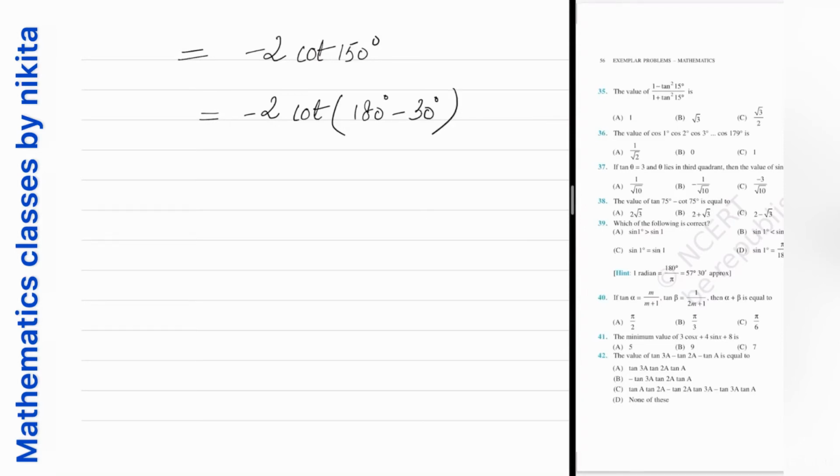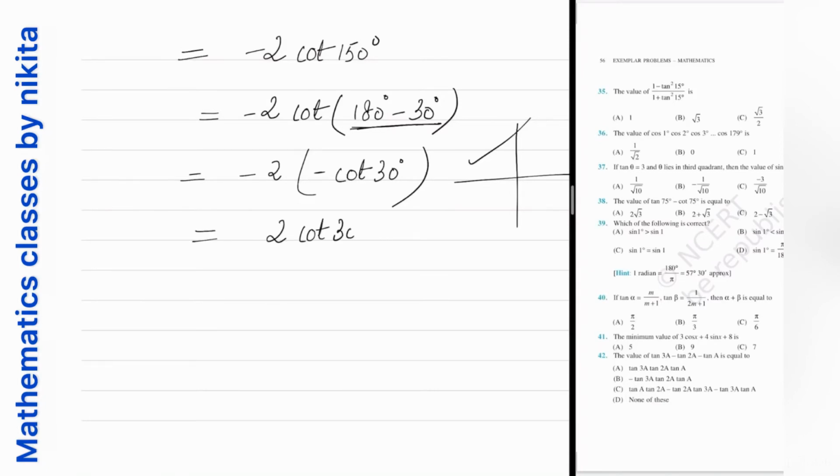Now this is your second quadrant, so cot is negative. In the second quadrant your cot is negative, so this is equal to minus 2 into minus cot of 30 degrees. So cot of pi minus theta is minus cot theta. So from here you will get 2 times cot of 30 degrees. And what is cot of 30 degrees? Tan 30 is 1 by root 3, so cot 30 is root 3. So the answer is 2 root 3.